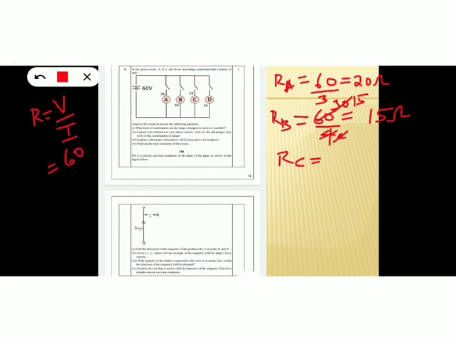And what is the resistance across C? It will be 60 by 5, that is equal to 12 ohm. And what is the resistance across D? It will be equal to 60 by 3, that is 20 ohm. Again 20 ohm. So these are the resistances across each of the lamps.